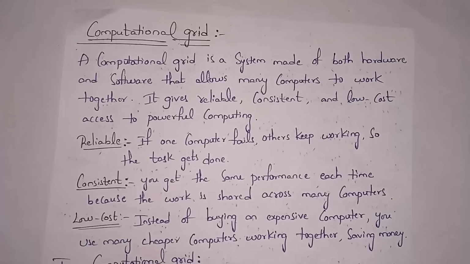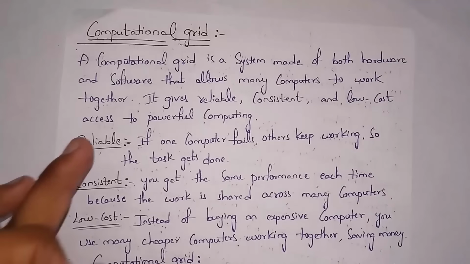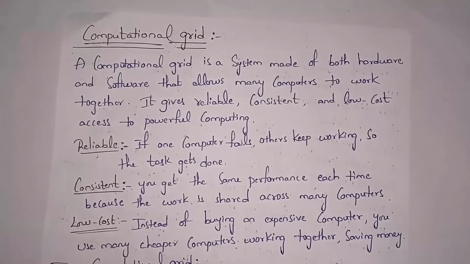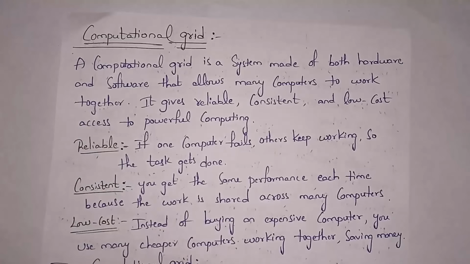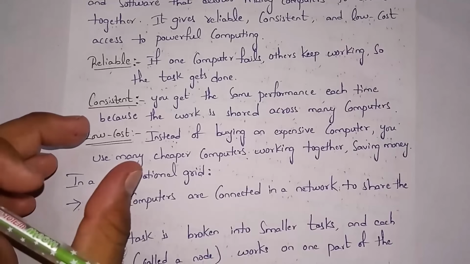These are advantages of computational grid. And the first one is reliable. Reliable is nothing but even if one computer fails, remaining computers will work. And next one is consistency. As work is shared among multiple computers, performance will be good. And third one is low cost.